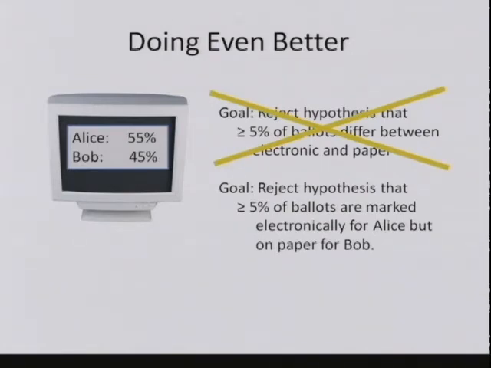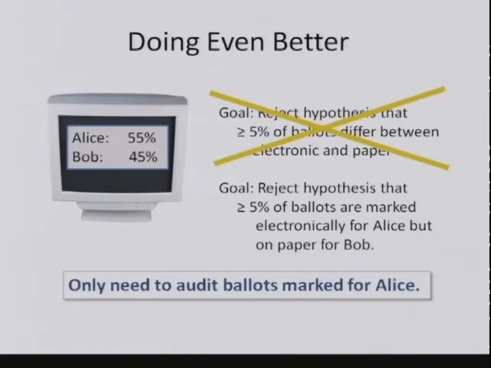But if we're looking for this hypothesis, this tells us something interesting. If we're looking for ballots that were marked electronically for Alice but on paper for Bob, it's immediately obvious we don't need to look at any ballots that are marked electronically for Bob, because they can't possibly fall into this category. So 45% of the electronic ballots we can just set aside and not look at. We only need to audit the ballots that are marked for Alice.